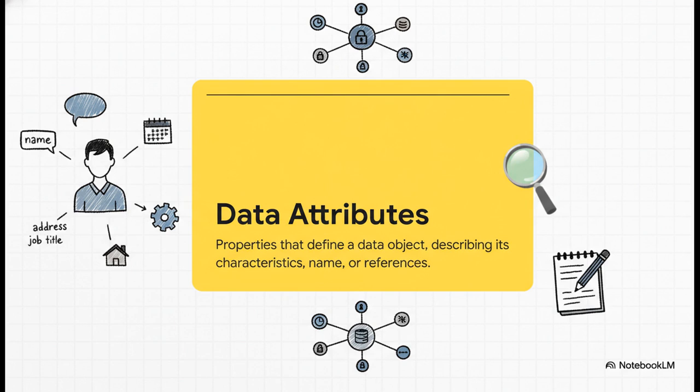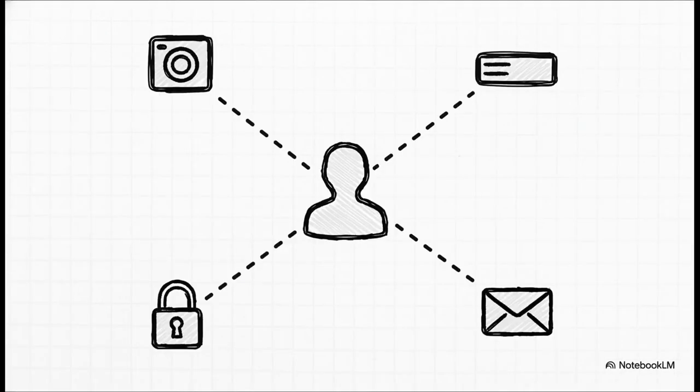So if our object is a person, what do we actually need to know about that person? That's what attributes are for. Let's go back to that user object. What are its attributes? Well, a user has a username, an email address, probably a password, maybe a profile picture URL. Every single one of those details is an attribute. They're the descriptive facts we need to store about each of our characters.